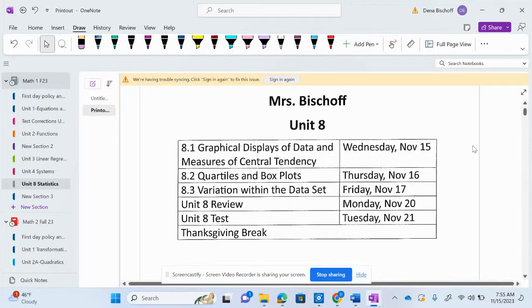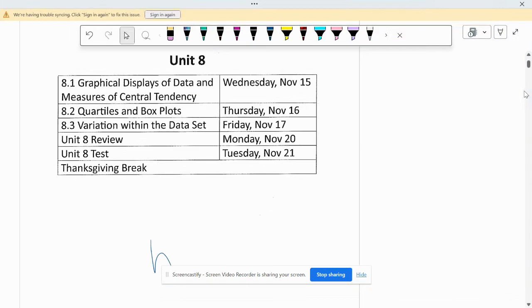So today we're going to start our lesson on statistics. We're starting our lesson on statistics.